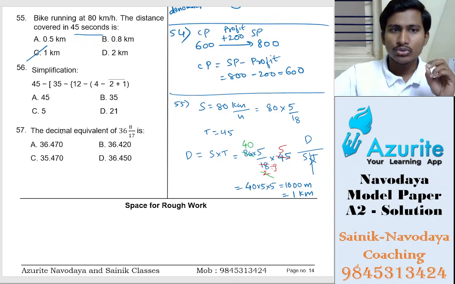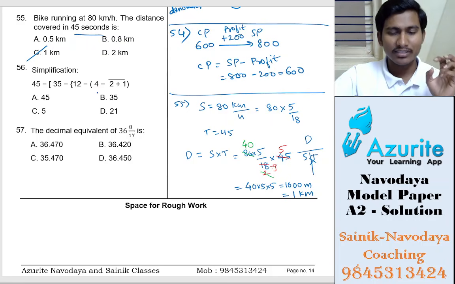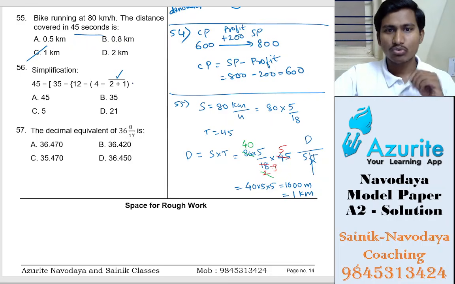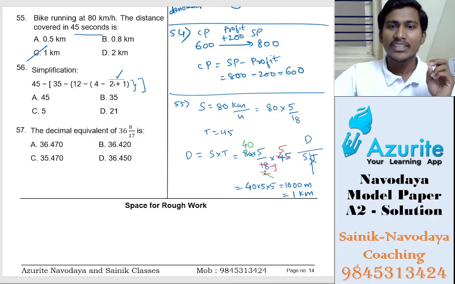Now let's do question 56. Simplification: 45 minus 35 minus, in the bracket, 12 minus, parenthesis open, 4 minus 2 plus 1. So we have to do the vinculum first. Let's do it directly. 2 plus 1, we should first do the vinculum. 2 plus 1 is how much? 3.